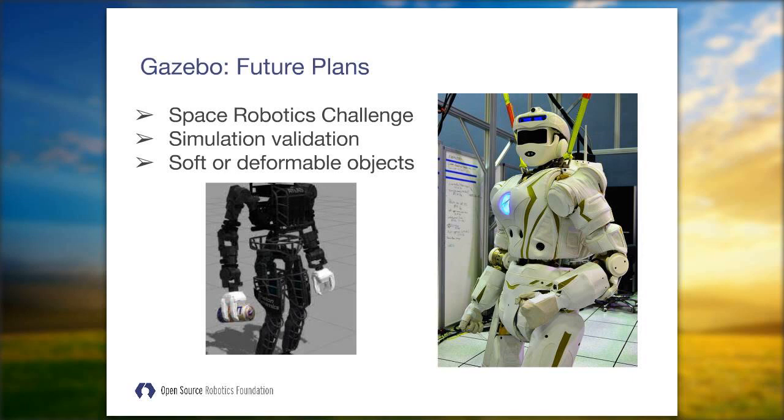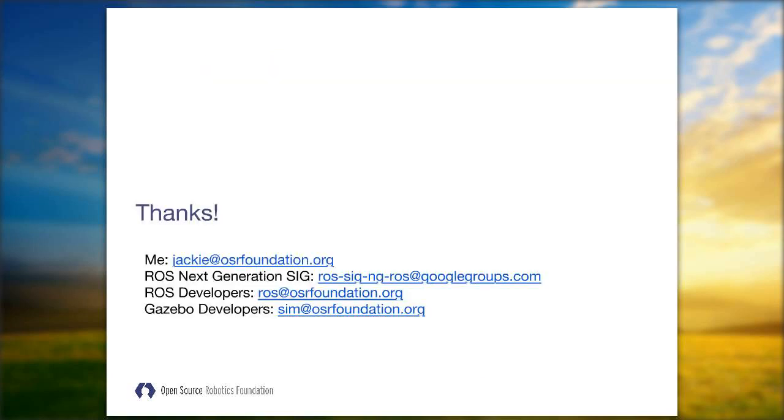And another thing that we'd like to support is deformable objects. Currently, Gazebo only simulates rigid bodies, but if we could extend that to soft objects, flexible objects, a lot of exciting research, I think, can come out of that. So that's about it for now. I think we're probably way over time, but I'll take questions now.